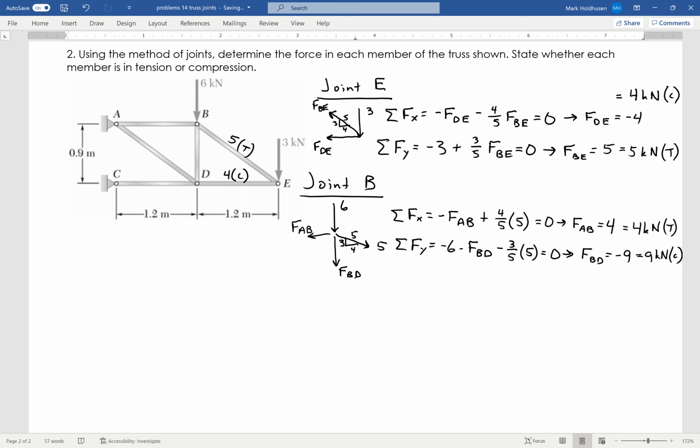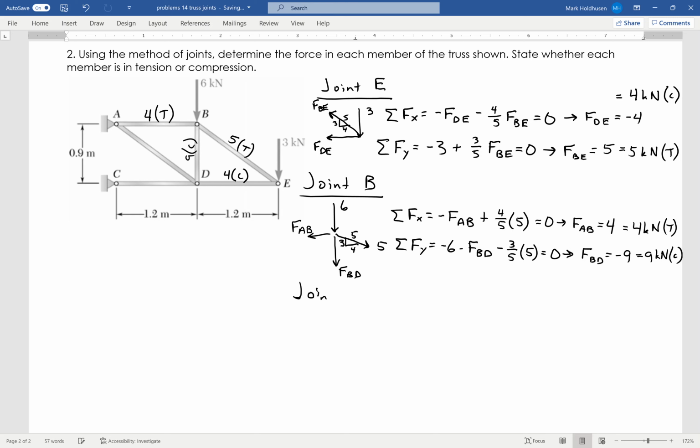So I go ahead again and fill these in. So this is going to be 4 in tension right there. And then this will be 9 in compression right there. Okay, so again, keeping track. Where am I going now? I'm going to go to D. I've got two unknowns, AD and CD there. I've got a 9 and a 4 in compression. No external loads there. So let's go ahead and move there and see what we can do.